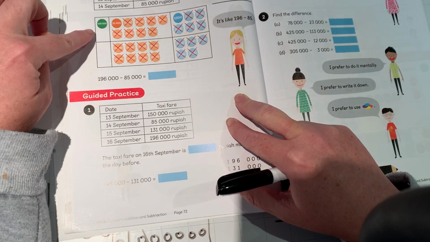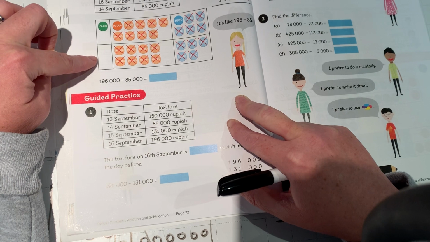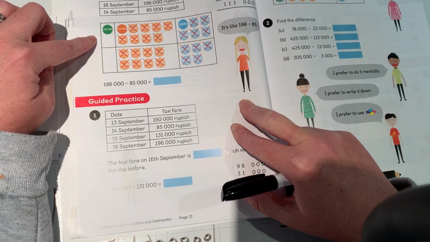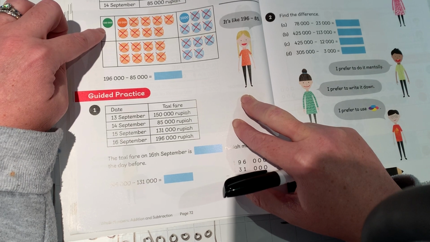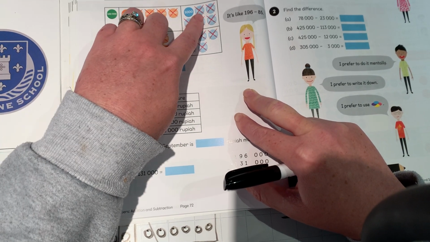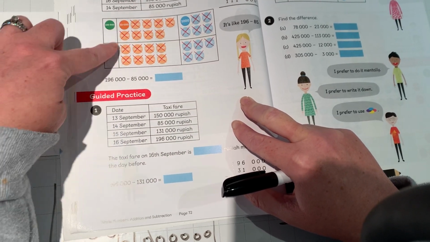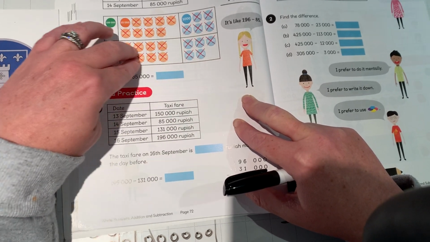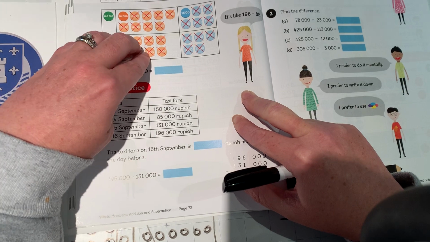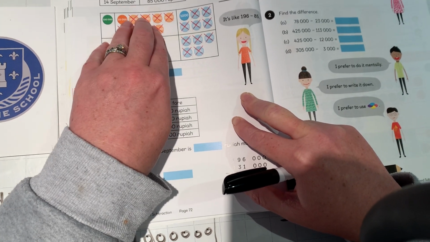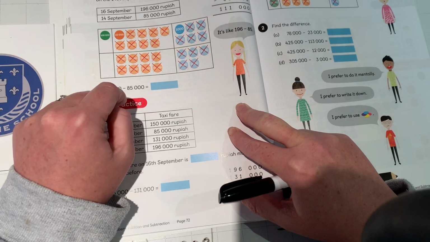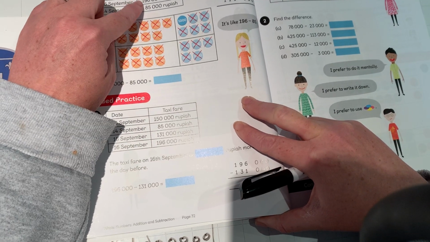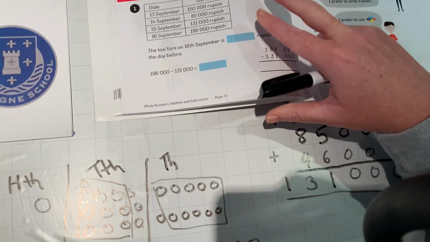Now here they have drawn both totals. So this is the 16th of September where we had the 196,000. They've drawn all of the counters out there. Then they've drawn the 85,000 rupees down here. They've crossed these out and then they've crossed the same amount out up here. This can be confusing for you. Sometimes you're better to draw out the bigger amounts. Let me just show you.